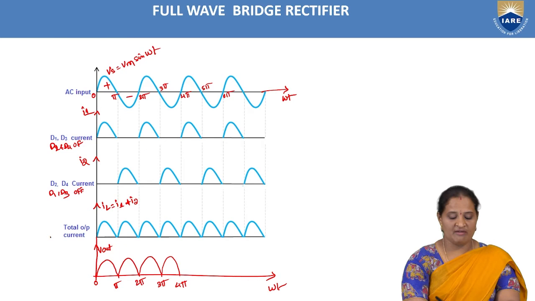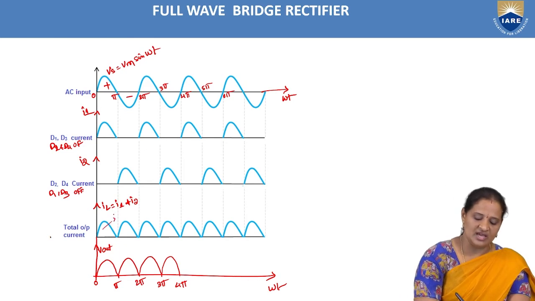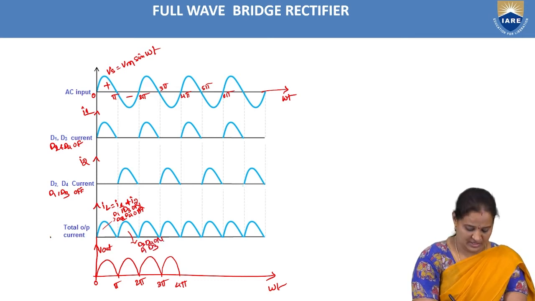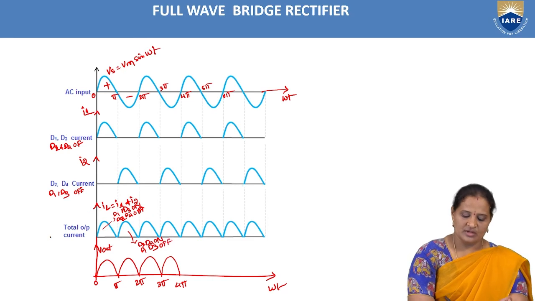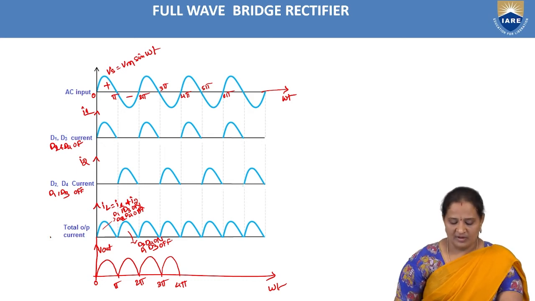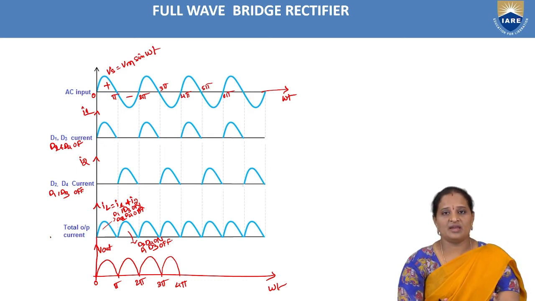The only thing you have to remember here is that in this case D1, D3 are on and D2, D4 are off, whereas in this one D2, D4 are on and D1, D3 are off. So this is the operation of the bridge rectifier and its waveforms. Now let us go for the mathematical analysis of the bridge rectifier.